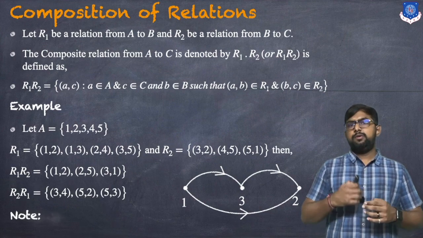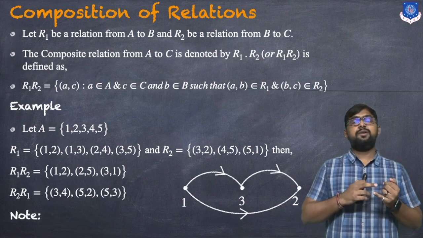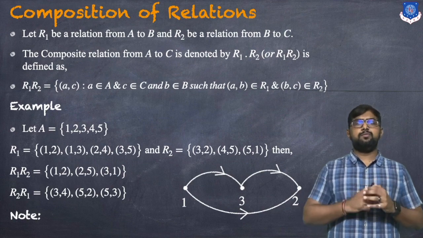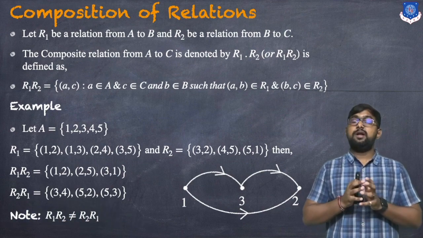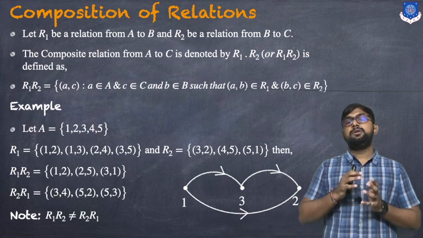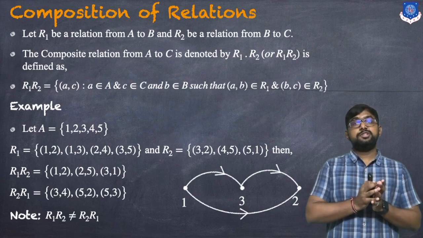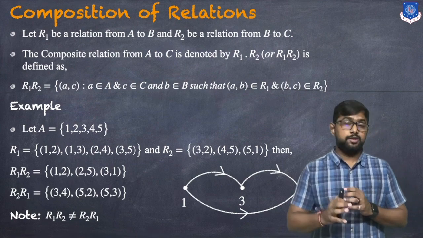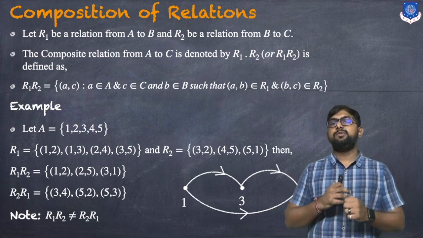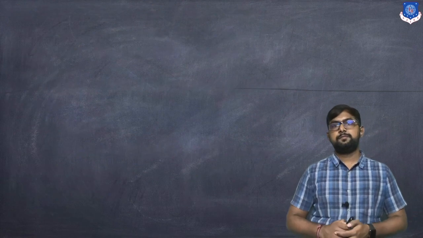Okay. Now as you can see, R1 R2 and R2 R1 are both different. So R1 R2 does not equal R2 R1. That means this composition of a relation is not commutative. So if you change the order, you will get a changed answer.